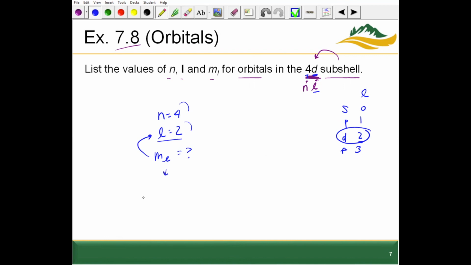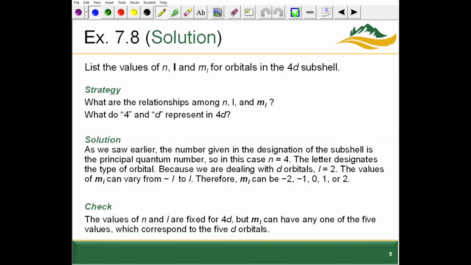M sub L can be minus L, including 0, up through positive L, and these all have to be integers. So these possible values here are minus 2, minus 1, including 0, then 1 up through plus L, so up through plus 2. So in the strategy for solving this, we looked at the relationship between n, l, and m sub l.